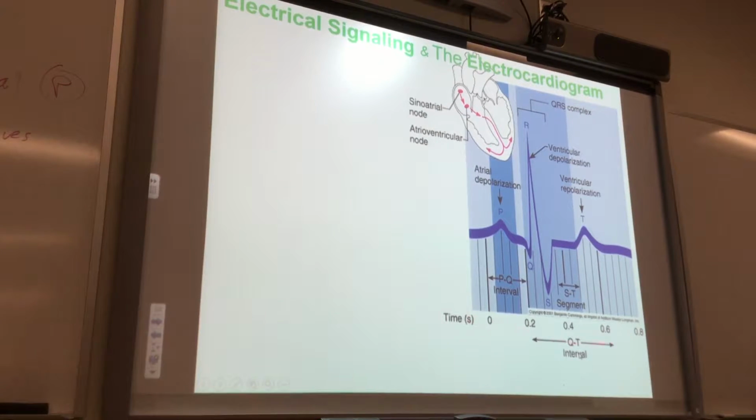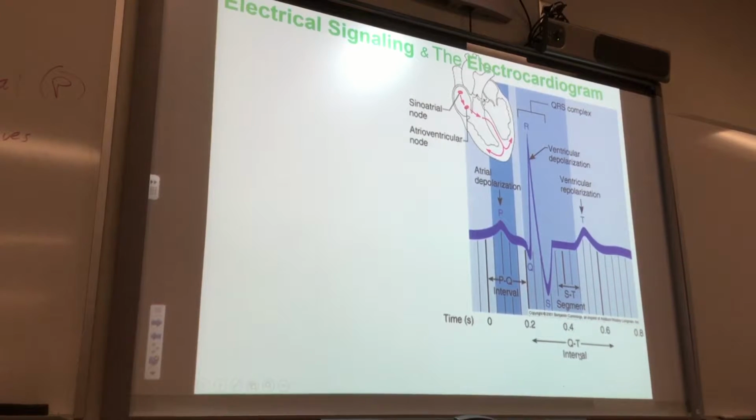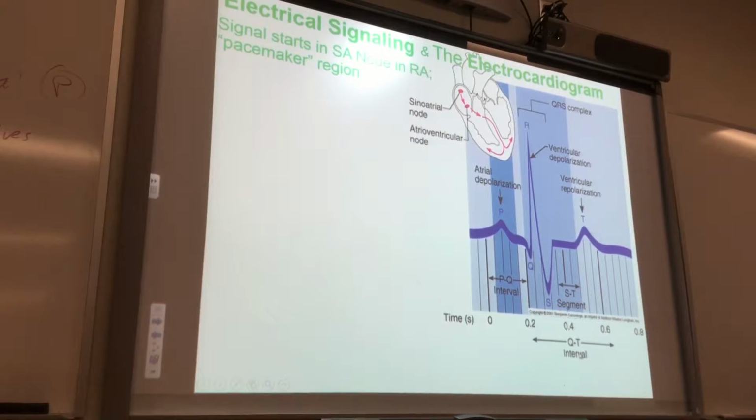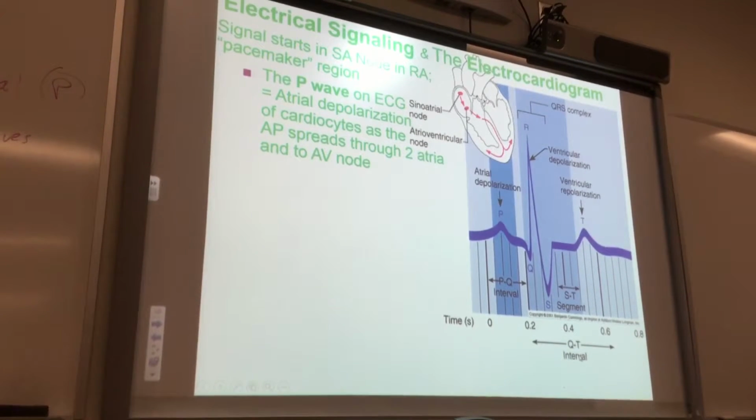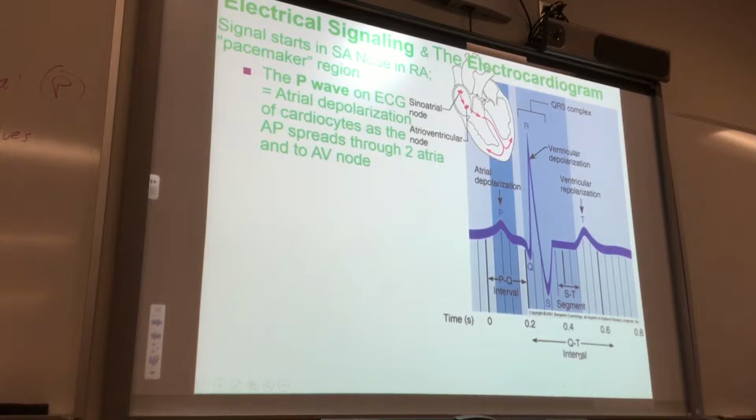On the x-axis is time, in seconds in this graph, and millivolts is on the y-axis. So you start here in the SA node. You start the signal with the pacemaker cells, and then you get this thing called a P wave on the ECG. The P wave represents atrial depolarization. So this P wave represents every single atrial cardiocyte depolarizing at the same time.